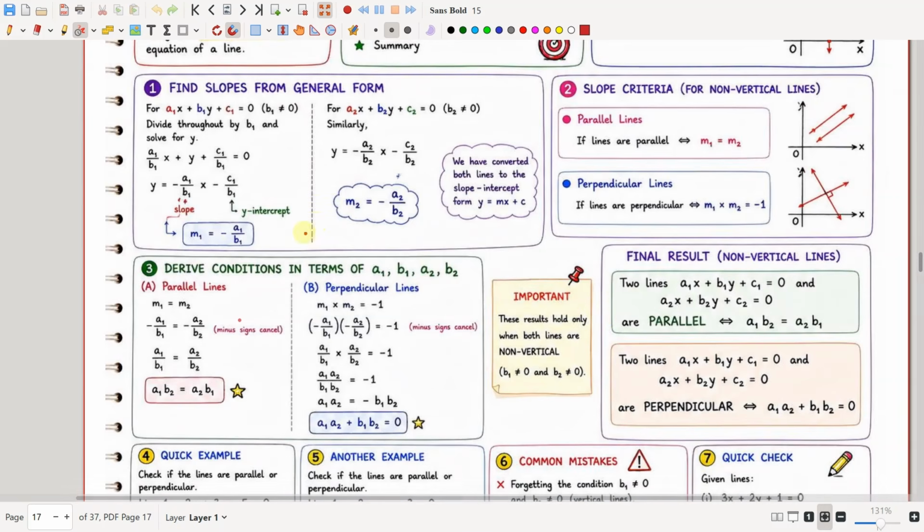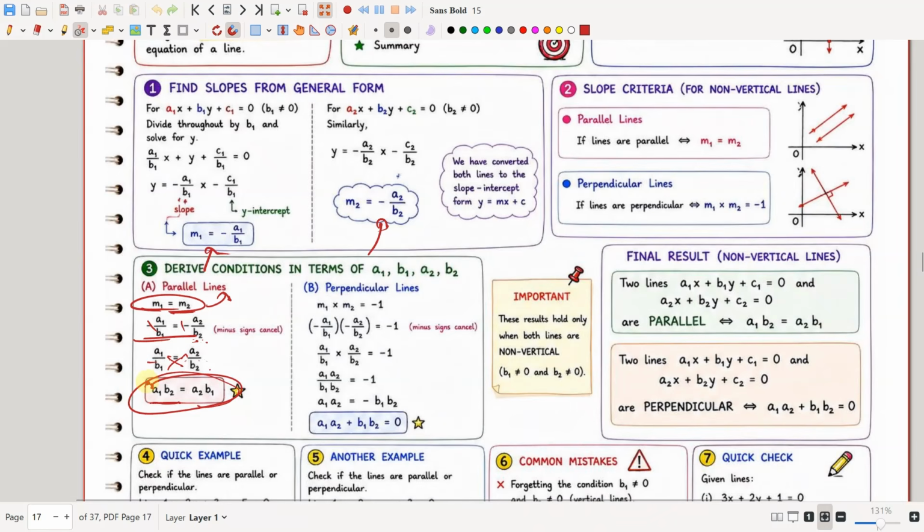We know that m1 is equal to m2 when the lines are parallel, right? Slopes are equal when the lines are parallel, and m1 is equal to minus a1 by b1 and m2 is equal to minus a2 by b2. So minus a1 by b1 is equal to minus a2 by b2. Cancelling the minus, a1 by b1 is equal to a2 by b2. Cross multiplying, we get a1 b2 is equal to a2 b1.